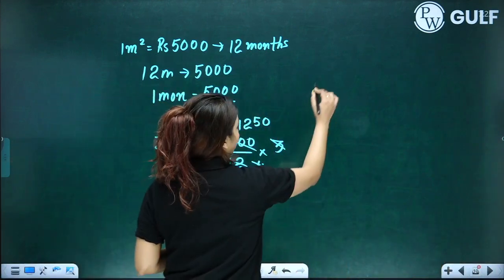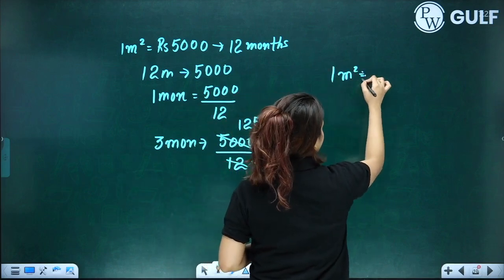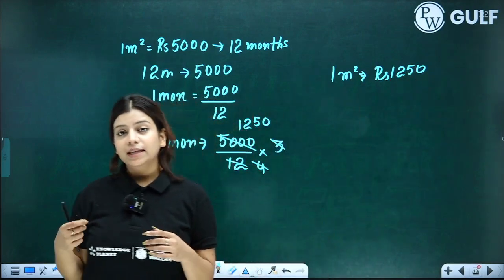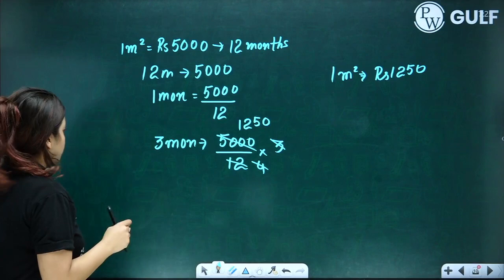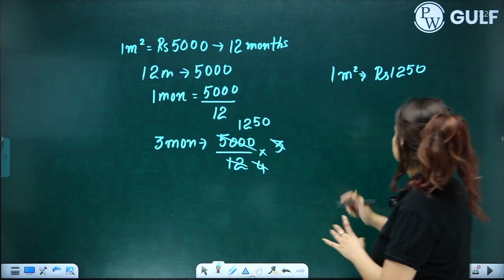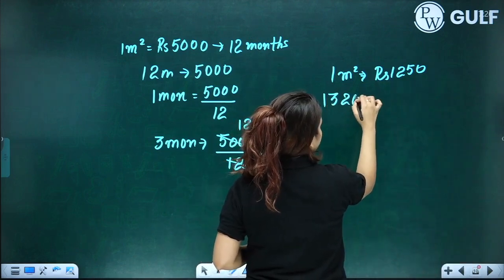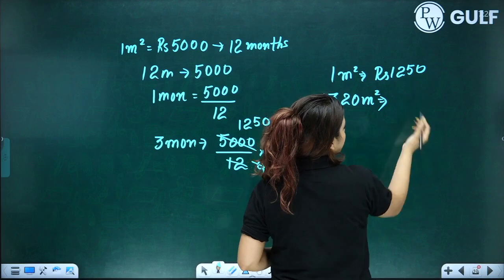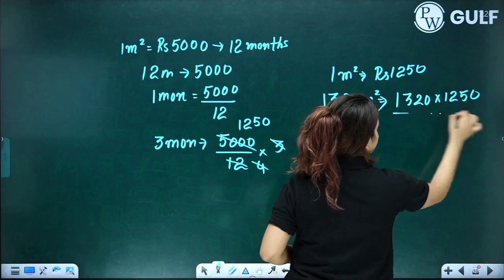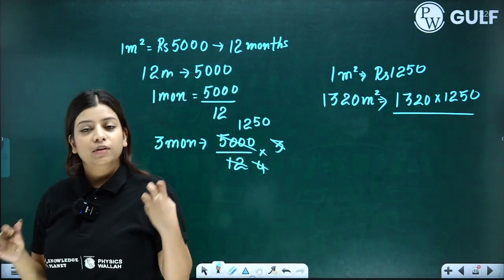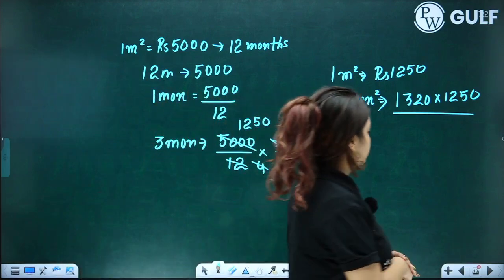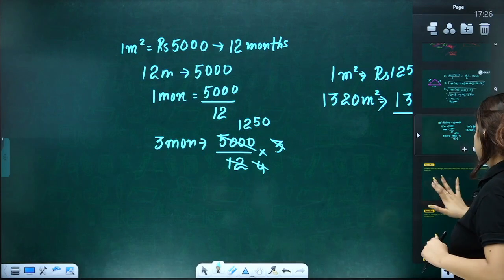That is, for 1 meter square, the person has to pay rupees 1250. But over here we have to calculate as per the area that is known to us. What is the area of the advertisement part? That is 1320 meters square. So we have to calculate it for 1320 meter square. This will simply be equal to 1320 into 1250. This will give you the rupees that the advertisement has to pay as rent for the given 3 months. I hope this question is clear with everyone. Let's move forward to the next one.